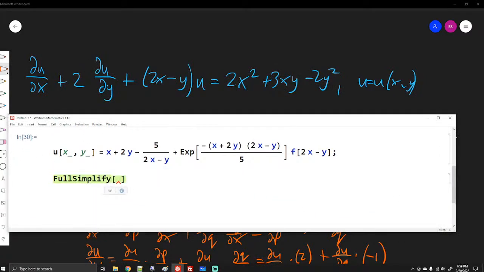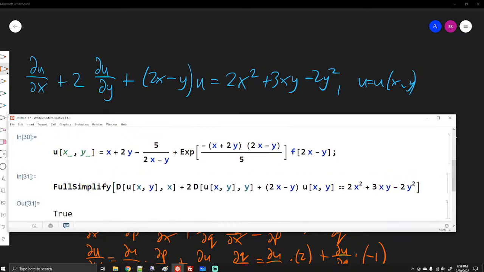Alright, so the PDE is the first derivative of u with respect to x plus 2 times the first derivative of u with respect to y plus (2x minus y) u equals 2x squared plus 3xy minus 2y squared. Is it correct? Yes! Yes! Huzzah! Alright, so we solved this PDE.